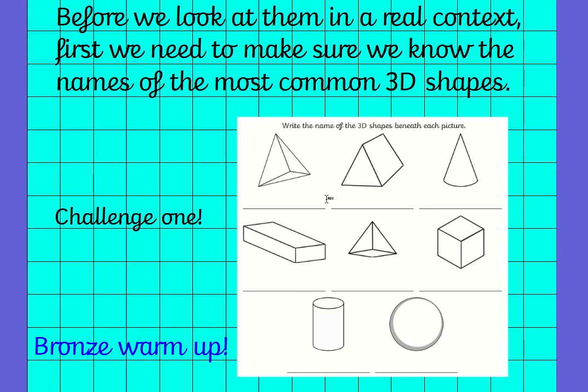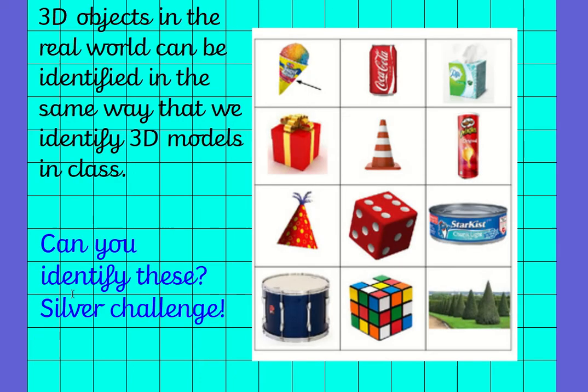Okay, welcome back. Well done if you said that this was a triangular based pyramid, a triangular prism, a cone, a cuboid, a square based pyramid, a cube, a cylinder and a sphere. Well done if you got that far. At this point now, if you would normally complete silver as your next challenge in class, have a look at this. I would like you to please number and identify these 3D shapes. That's your silver challenge, okay?